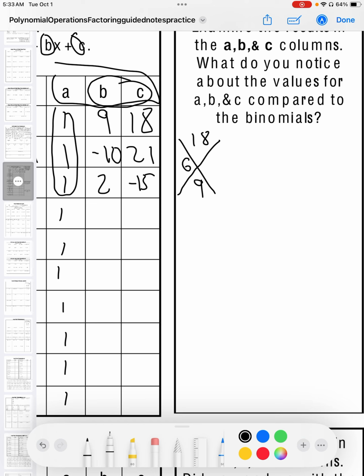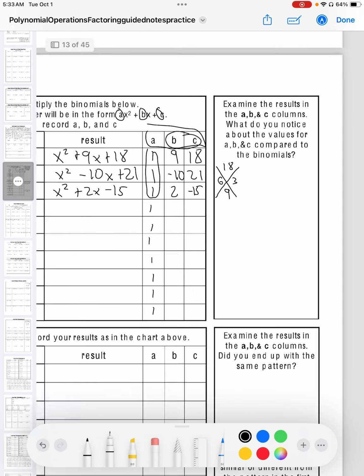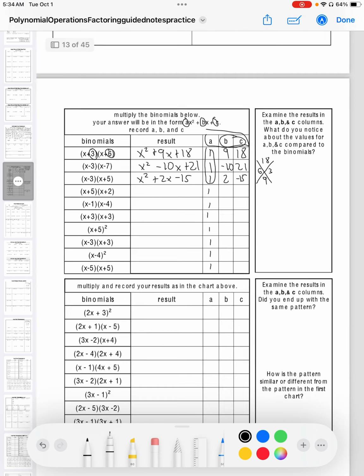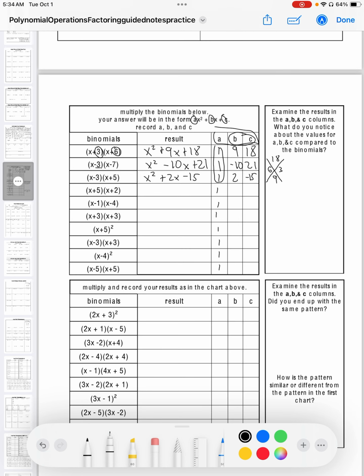So for example, 6 times 3 is 18, and 6 plus 3 is 9. Well, 6 and 3 are the numbers that we had here in our binomial. When we multiply 6 times 3, we get 18. When we add 6 plus 3, we get 9. So when you multiply these numbers, you get C. When you add them, you get B. And that is true for the other ones as well. If you take negative 3 times negative 7, you get this positive 21. If you add negative 3 plus negative 7, you get negative 10.